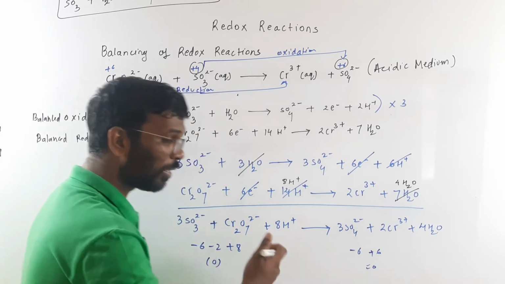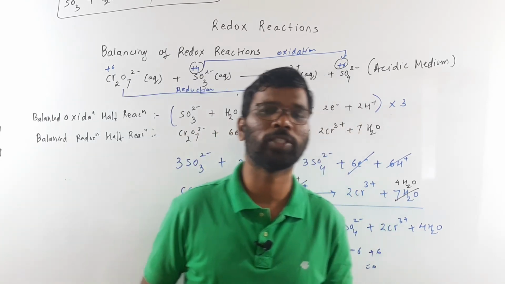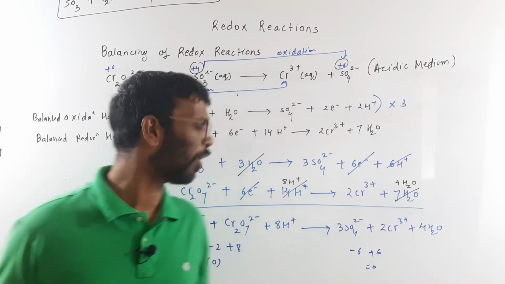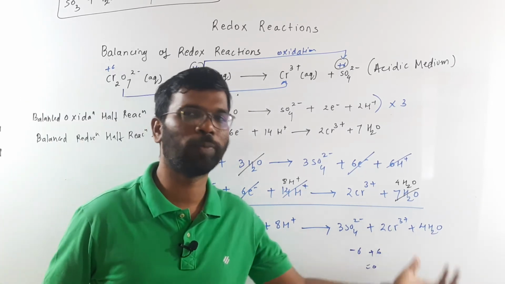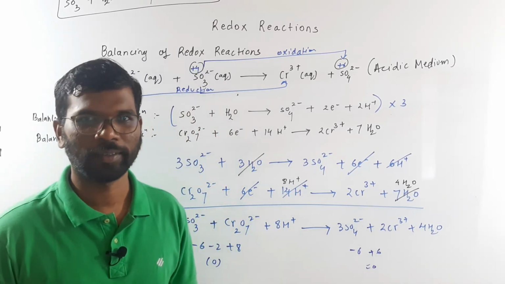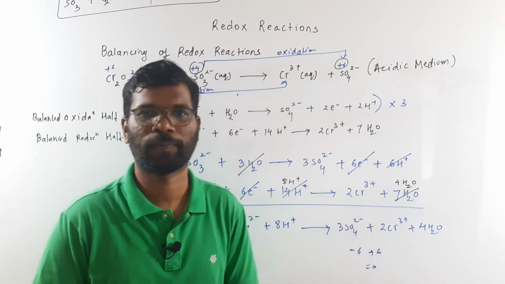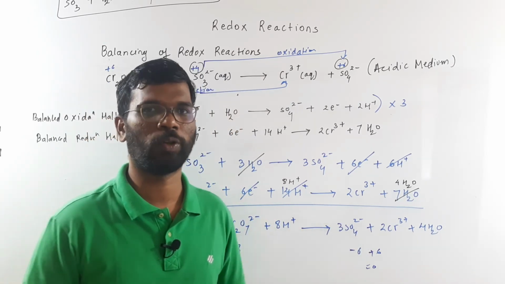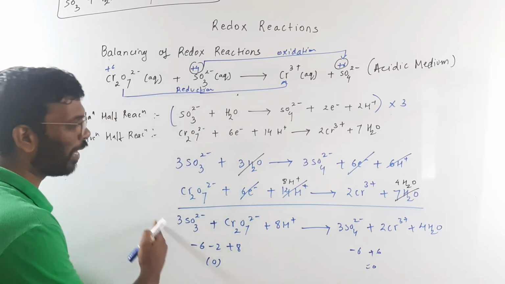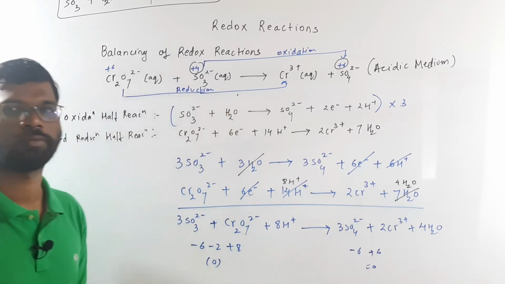Now here, coincidentally, we are getting the charge equal to 0. But not necessarily every time should the charges on both the sides be equal to 0. It could be anything, okay, it could be -1, -1, -2, -2, something that way. Not necessarily should it be always equal to 0. So this is my balanced redox reaction.